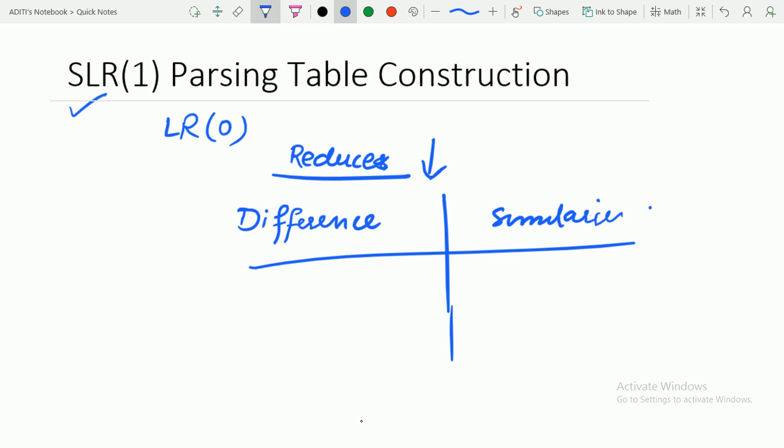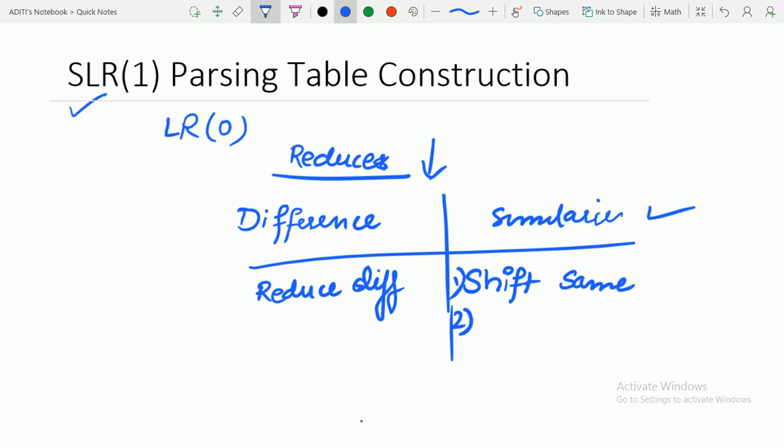The similarities: shift operations are the same, and reduce actions are different. This is the first point to be noted. The second point is that the goto table entry is also the same, and the rest are different because of the reduce action.